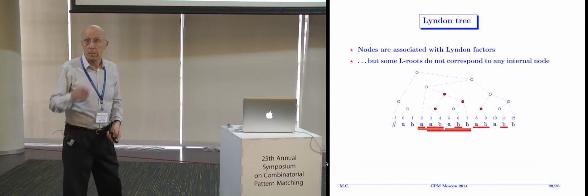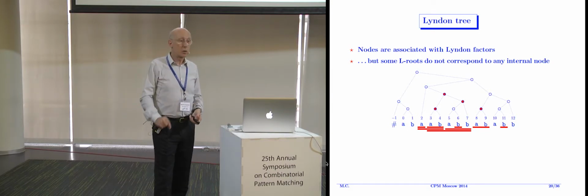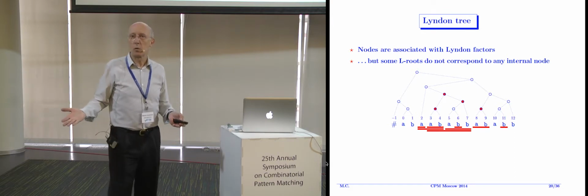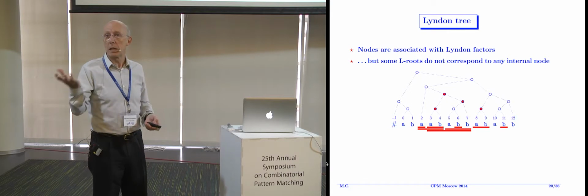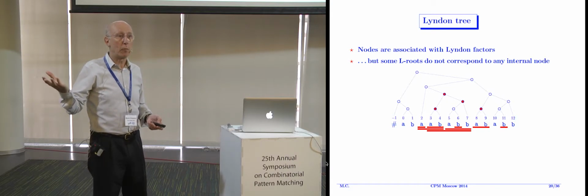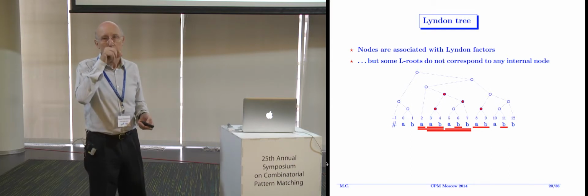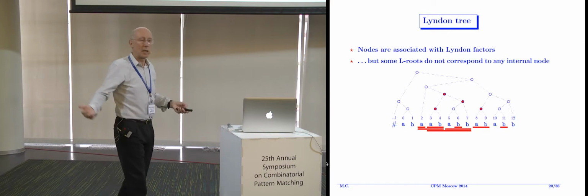But some Lyndon roots do not correspond to any internal node. It would have been easier if all Lyndon roots corresponded to an internal node, we would have immediately a linear number of Lyndon roots of length at least more than one. But it's not the case.